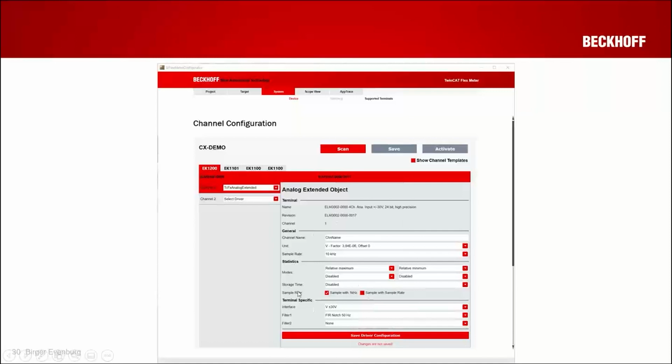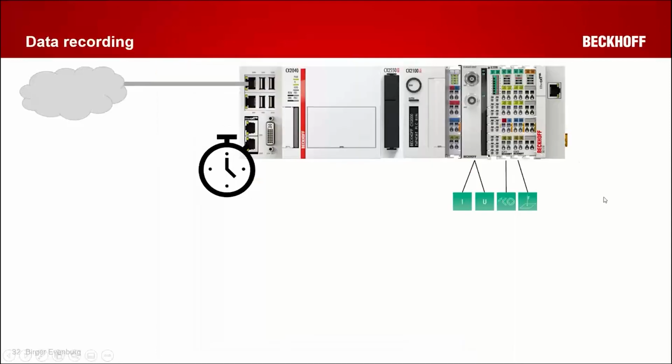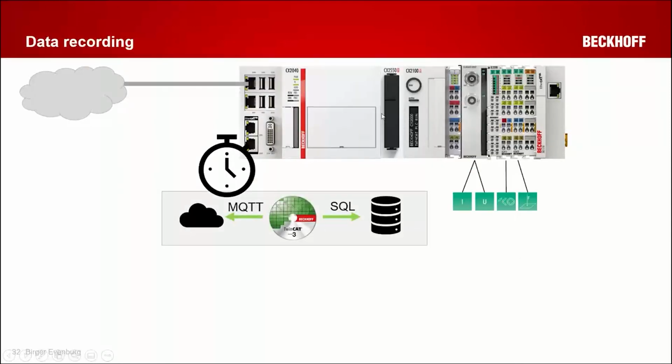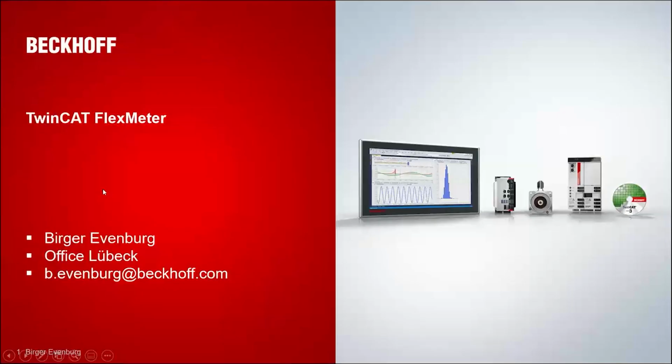And maybe these are still too many options. We can put these options together into a template. You just have to select the name, the sample rate, and that's it. And after we save the configuration, we can activate the configuration, so the project will be created and transferred to the system. And then we have our running data recorder, data logger, which is sending data to the cloud and to the SQL server. Thank you very much.